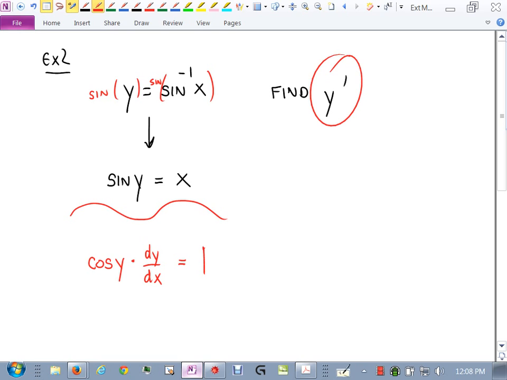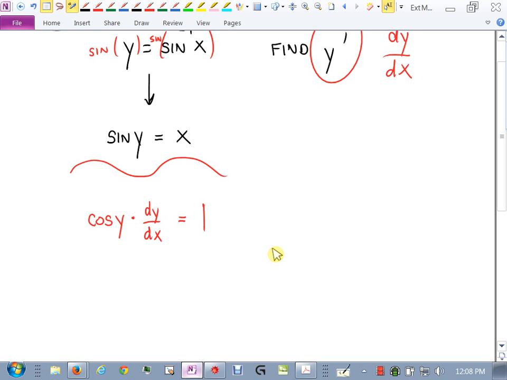We're trying to find y prime, right? Y prime? That's the same notation right here as this. By the way, Leibniz notation, Newton's notation. That's just the different ways that they wrote things. So when we're trying to find y prime, we're trying to find dy dx. So isn't this dy dx right here? Okay, so to figure out what this is, I just move that cosine to the other side, right? So dy dx, if I divide, I get 1 over cosine y, right?